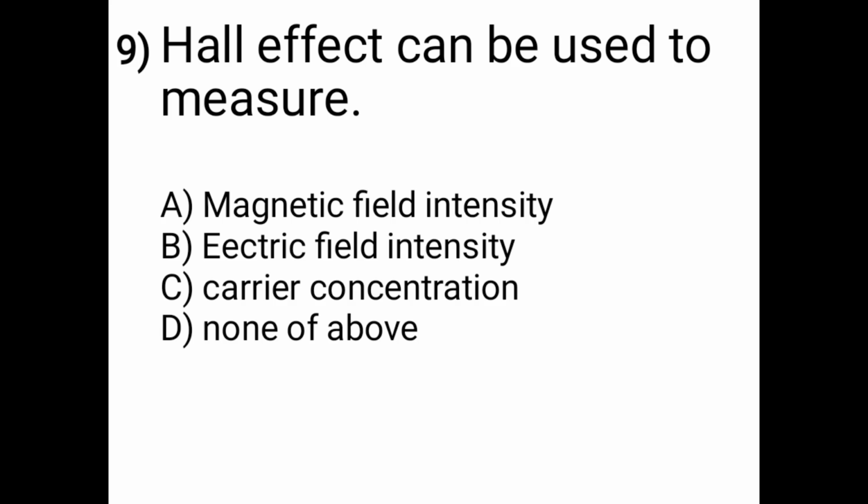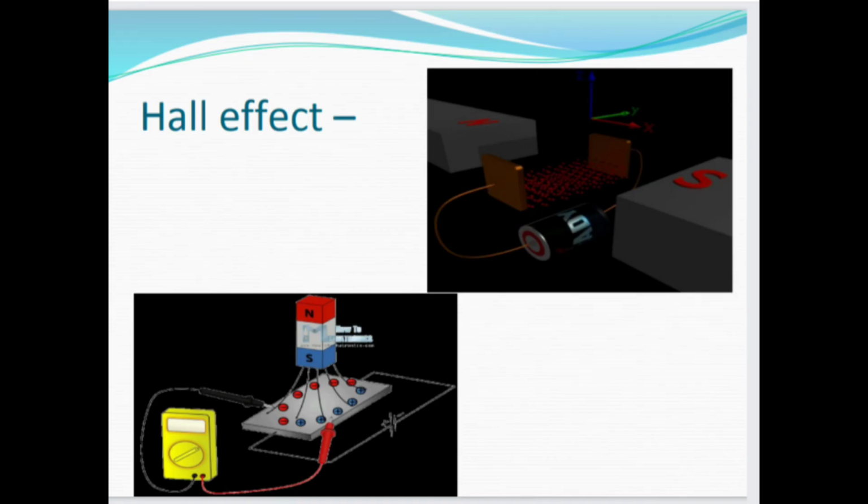Hall effect can be used to measure what? Options: A is magnetic field intensity, B is electric field intensity, C is carrier concentration, and D is none of the above. So option C is the correct answer. Carrier concentration. Hall effect can be used to measure carrier concentration. Here we see the Hall effect. These are diagrams or pictures of the Hall effect.